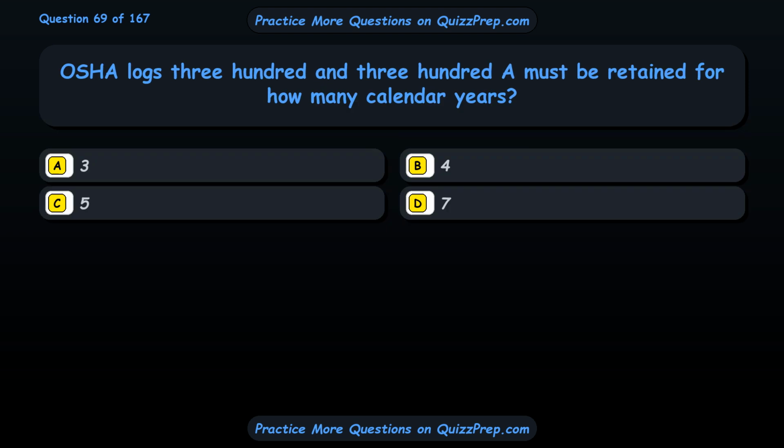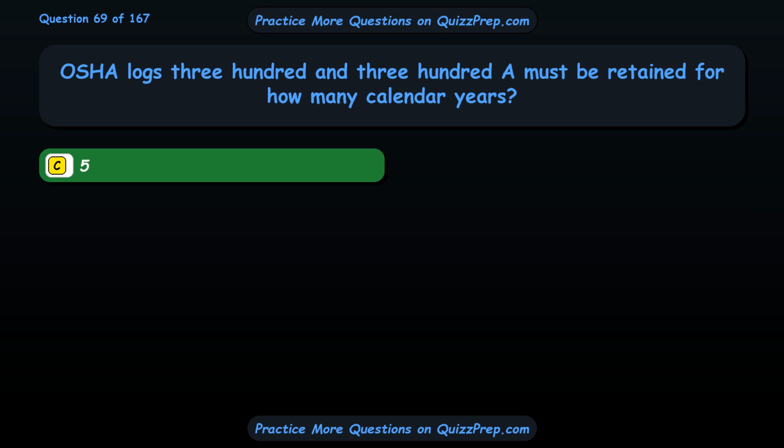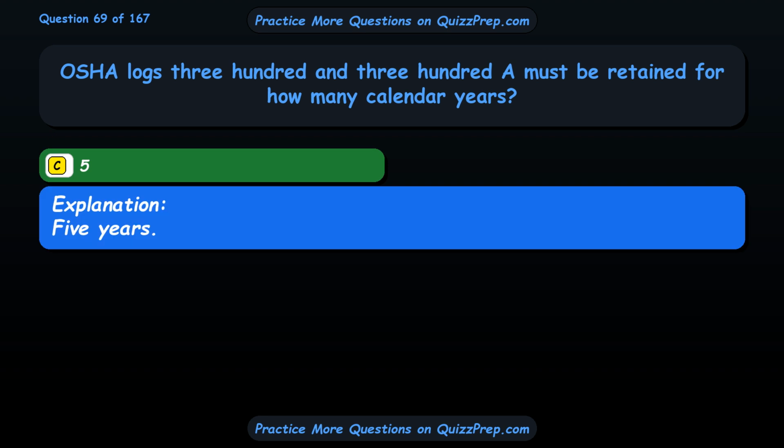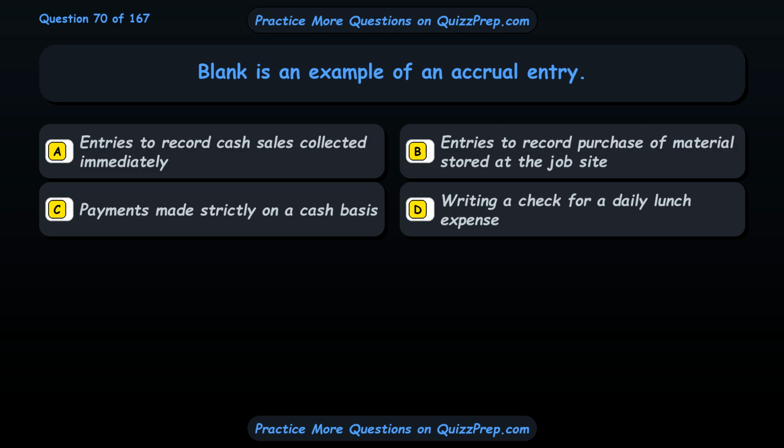Question 69. OSHA logs 300 and 300A must be retained for how many calendar years? Option A, 3. Option B, 4. Option C, 5. Option D, 7. The correct answer is option C, 5. 5 years.